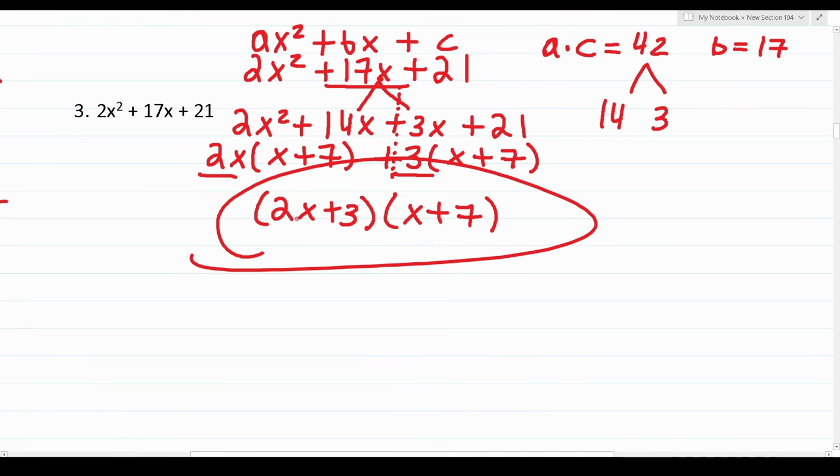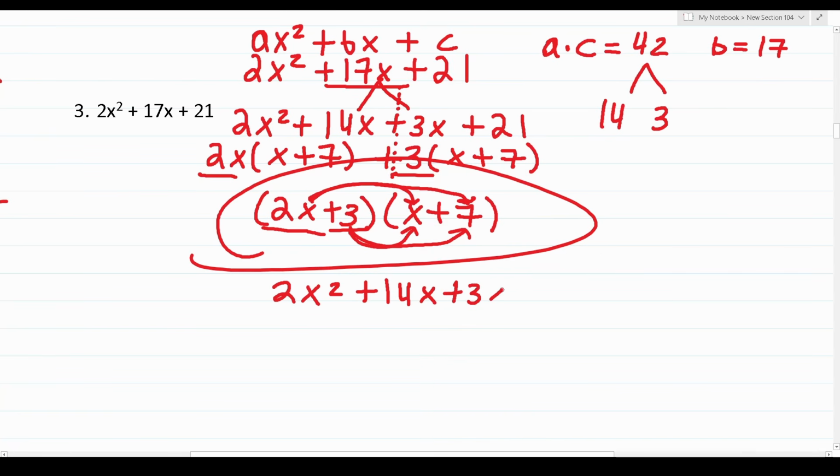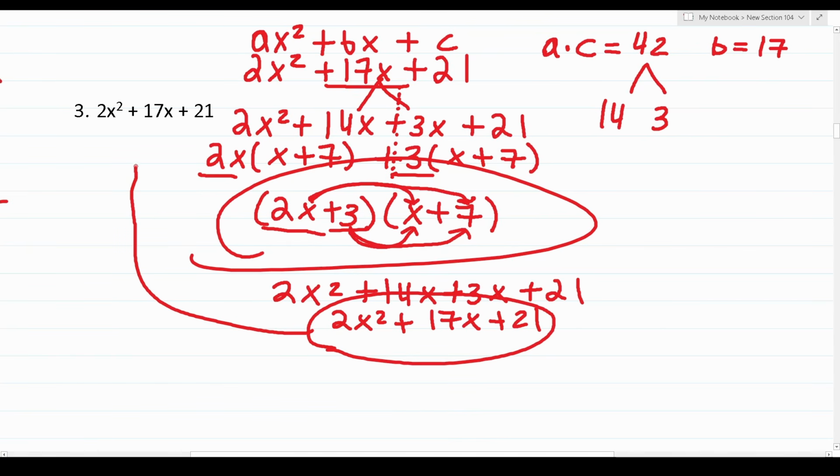And if you wanted to, you could expand this using the distributive property to check your work. Again, we got 2x. We're going to multiply that here and here. We got 3, so we're going to multiply that here and here. 2x times x is 2x squared. 2x times 7 is going to be plus 14x. 3 times x is plus 3x, and 3 times 7 is plus 21. Combine like terms, this becomes 2x squared plus 14x, and 3x is going to be 17x plus 21. So you can see that this does in fact match that, which means we factored it correctly.